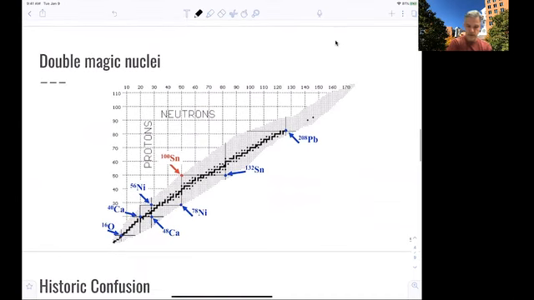Here's a plot which points out the double magic numbers. Those are nuclei where both the proton number and the neutron number lie on a magic number. So calcium here has two of those, with 20 protons and 20 neutrons, or 20 protons and 28 neutrons. And there are others. Those are specifically interesting objects of research.